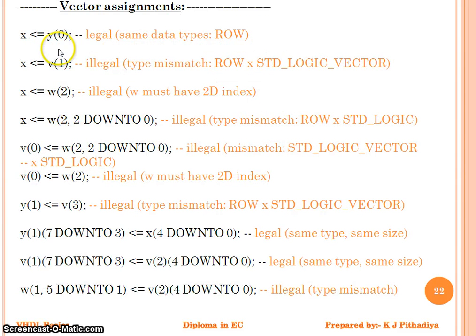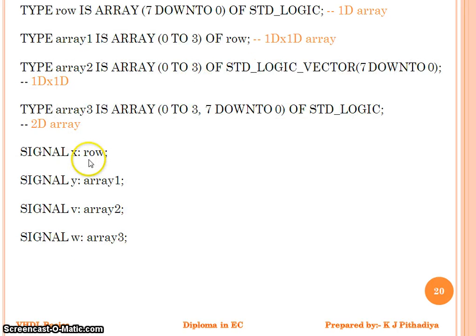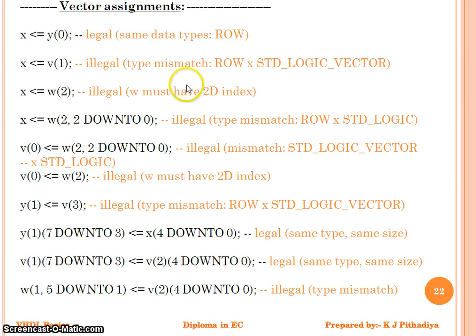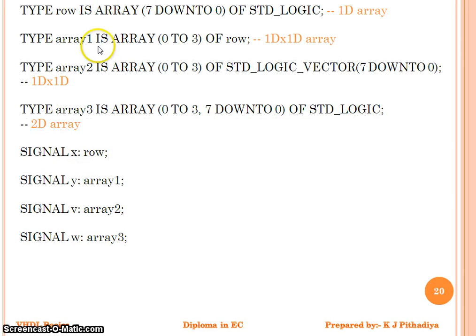Now vector assignment. Legal assignment for the vector: y of 0 is assigned to x. What is x? x is a row, where row is an array of 7 down to 0. So that is a vector of 8 bits. And y of 0, what is y of 0? y is basically related with array 1. Array 1 is 0 to 3 of row.